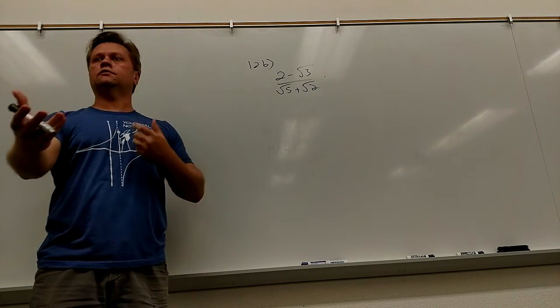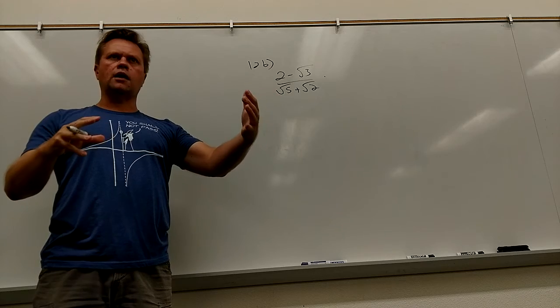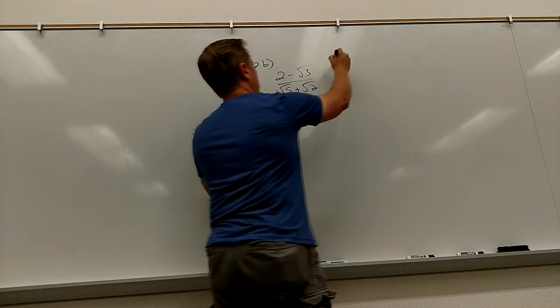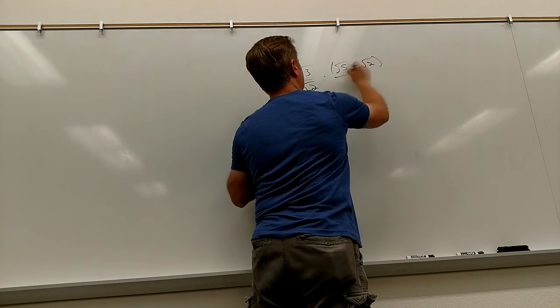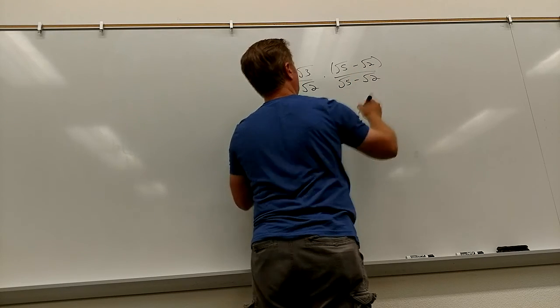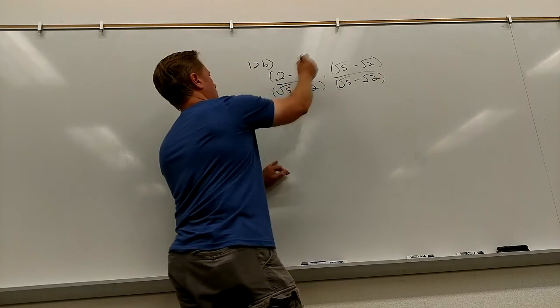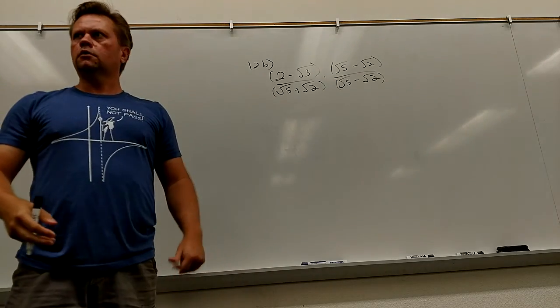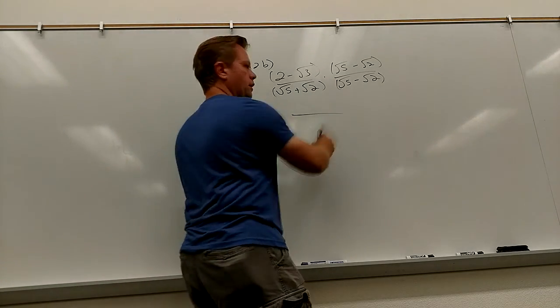Yeah, rad 5 minus rad 2. I want to do the denominator, so I want to multiply by rad 5 minus rad 2. And then just FOIL. Don't forget, the bottom doesn't just go away somehow magically.